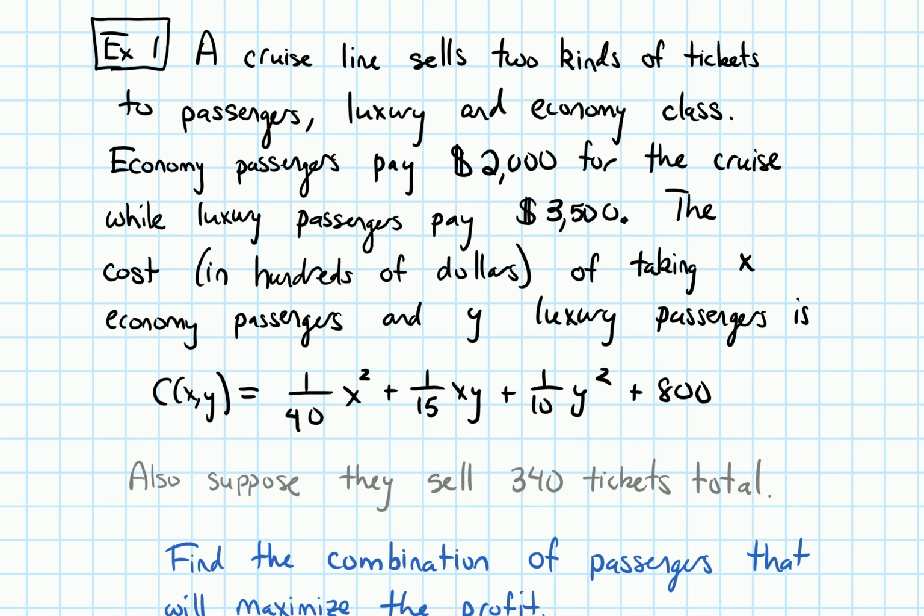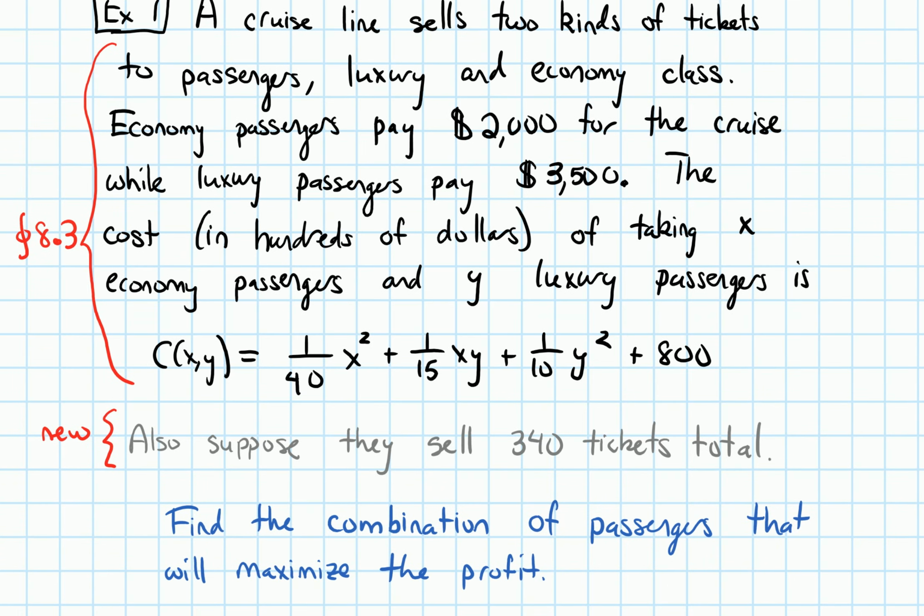So up until this point, this scenario we saw in an example in section 8.3, our previous section on maxes and mins. The additional part now is we're also going to suppose that they sell 340 tickets total. So there's this extra condition. So this part is new to this specific example. And just like before, the question asked me to find the combination of passengers that will maximize the profit.